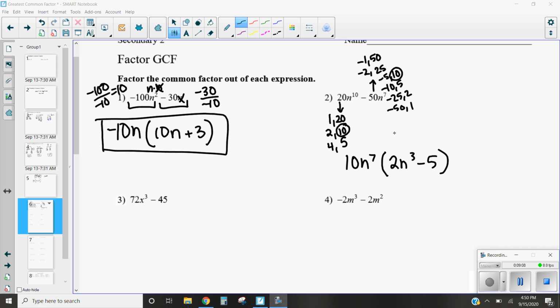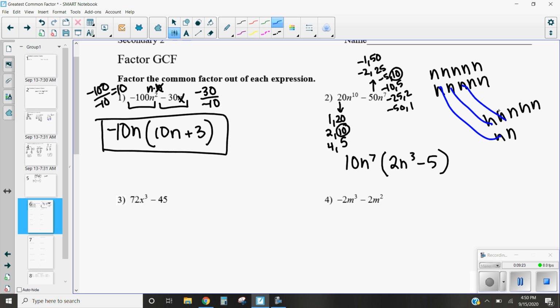Now looking at my n's, if I have 10 n's, 3, 4, 5, 6, 7, 8, 9, 10 n's here, and I have 7 n's here, I can pair up 7 of those and pull them out, right? So I can pair up 7 of those n's and pull them out. And then what am I left over with? Well, those 3 n's. So when I am factoring this, I can pull out 7 n's from both of them, and I'm left over with 3 n's in that first one. So I can factor out a greatest common factor of 10n to the 7th, and I'm left over with 2n cubed minus 5.